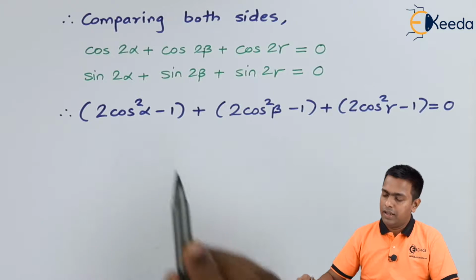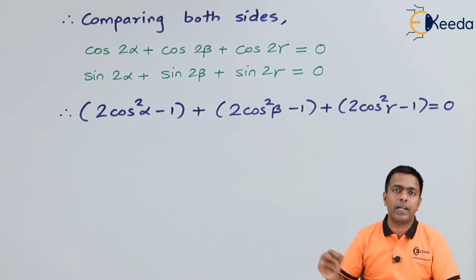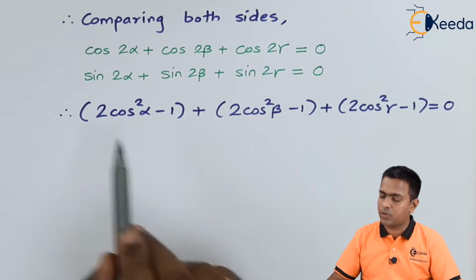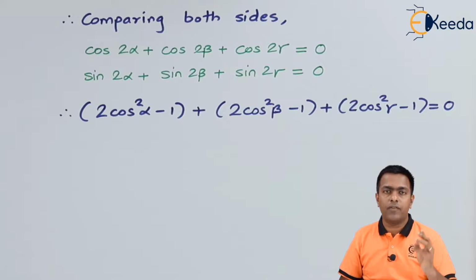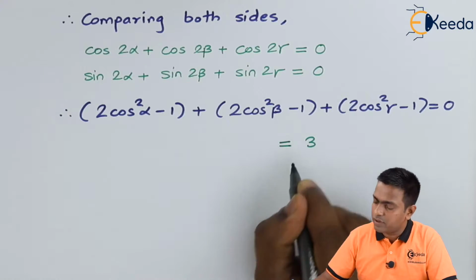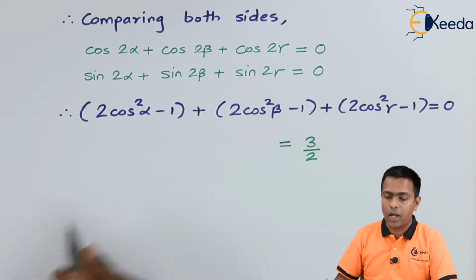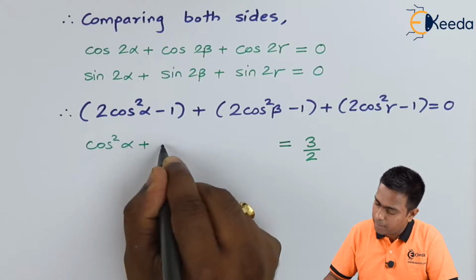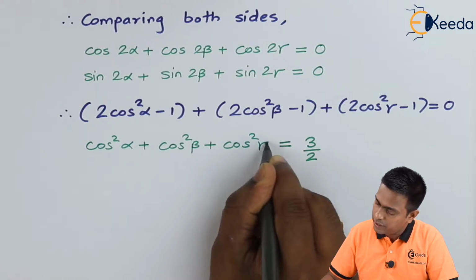Now guys, minus 1 minus 1 minus 1 will become minus 3. That will go to the right hand side and will become plus 3. And then on the left hand side we'll get 2 cos square alpha plus 2 cos square beta plus 2 cos square gamma. Out of that we'll take 2 common and we'll send that 2 also to the right hand side. So on the right hand side we got positive 3, and then that 2 will go and divide here, that will become 3 upon 2, and on the left hand side we'll just get cos square alpha plus cos square beta plus cos square gamma.